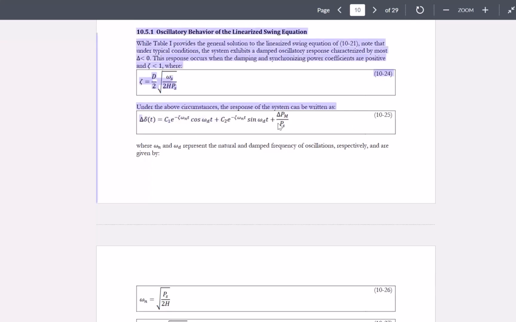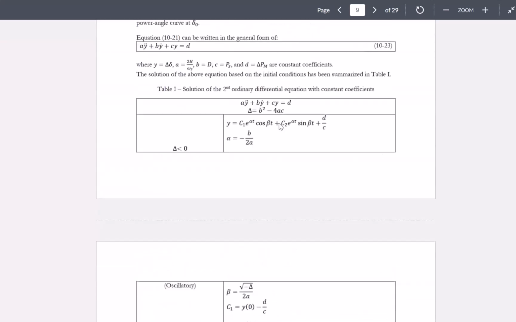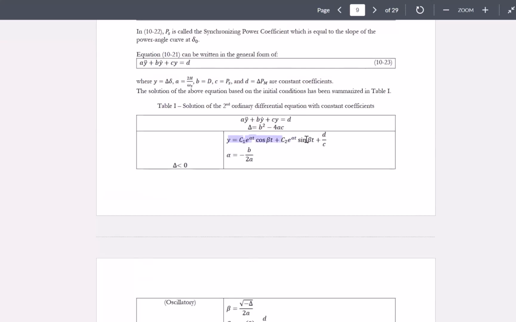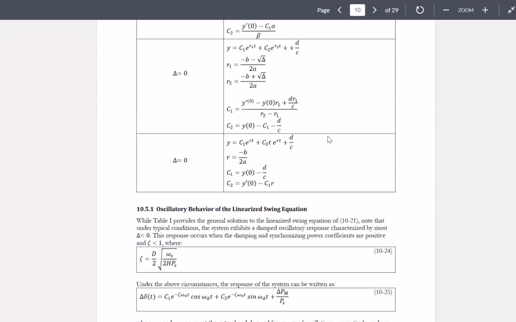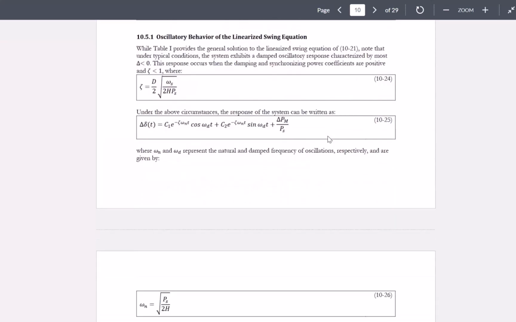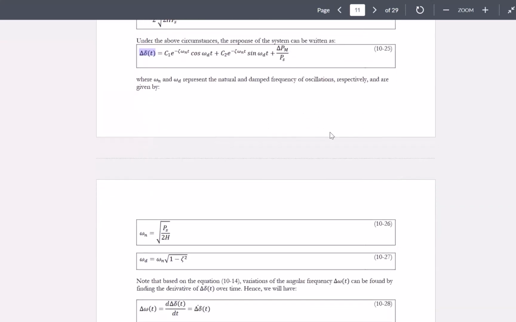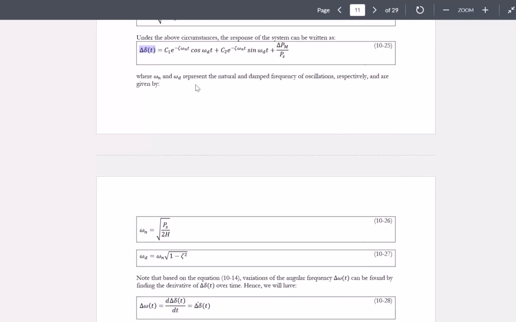Under these circumstances, the response would be of form 10.25. This is the same type of response that you would get in here as well. This is more generally stated, but in the case of your swing equation, this would be the response associated with the delta that you would be receiving. And in here, you have omega n and omega d defined as the natural and the damped frequency of oscillations.